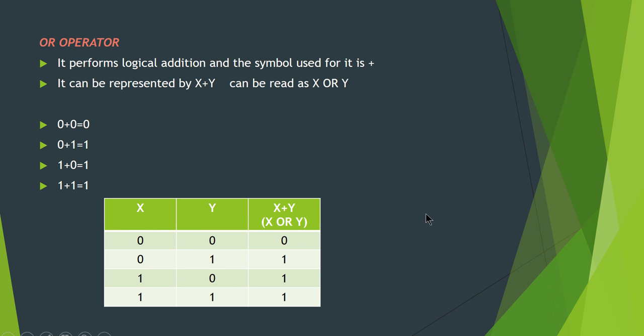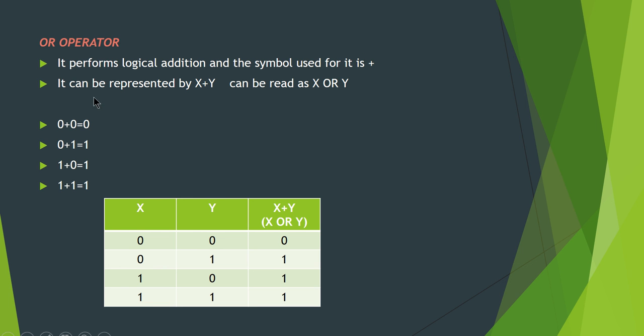So this is my truth table for the OR operator. X and Y are the inputs. There are 2 variables. X can take the value 0 or 1, and Y can take the value 0 or 1. When X takes the value 0 and Y also takes the value 0, 0 plus 0 is 0. X is taking the value 0, and for Y the value is 1. For all the possible combinations, X can take the value 0 or 1, and similarly Y can also take the value 0 or 1. So totally it comes to 4 different combinations.